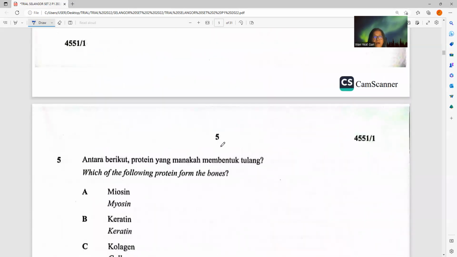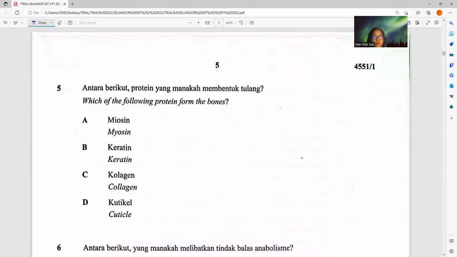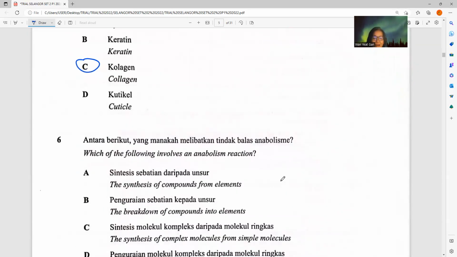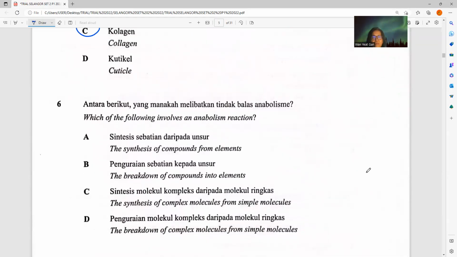Okay, question 5. Which of the following protein forms the bone? Now the protein that forms the bone is collagen, C. Question 6. Which of the following involve an anabolism reaction? Anabolism reaction is a reaction that builds up a complex molecule from simple molecules, while catabolism is the breakdown of complex molecules into simple molecules. So for anabolism, the answer is C.